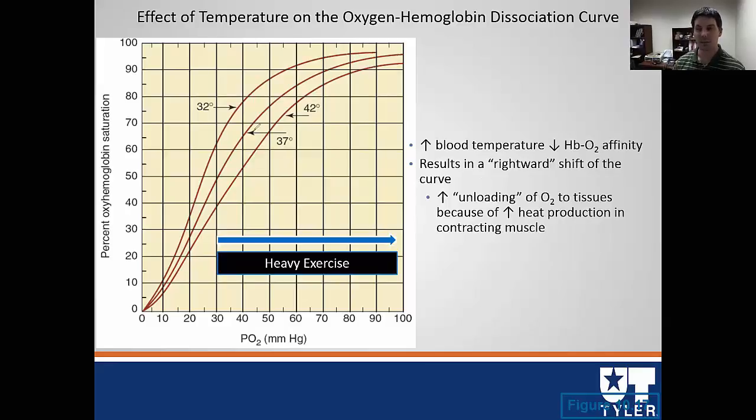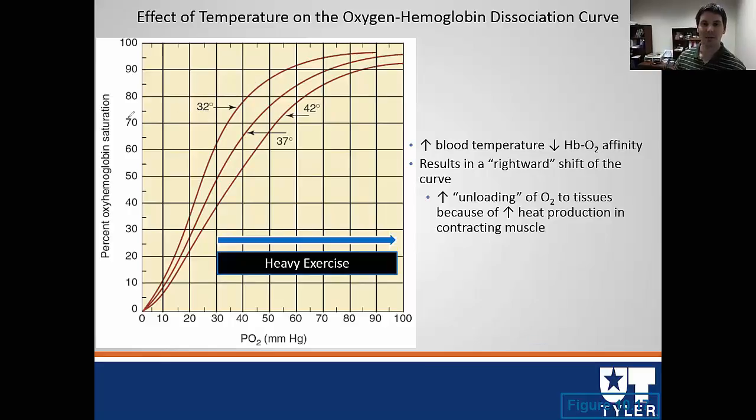So again, similar to pH, a right shift says that for any given PO2, we will actually release more oxygen into the blood. More oxygen will be dissociated, and the percent saturation will be less. And of course, the opposite happens, right? At lower temperatures, it will give off less oxygen. More oxygen will remain bound to hemoglobin at that time.